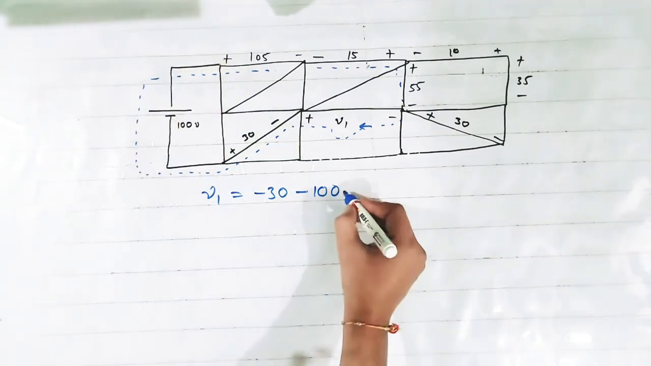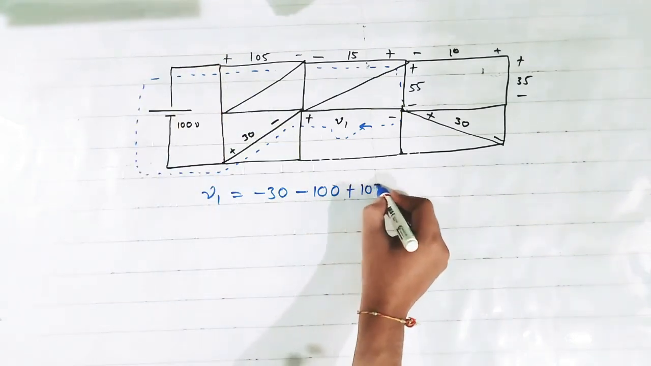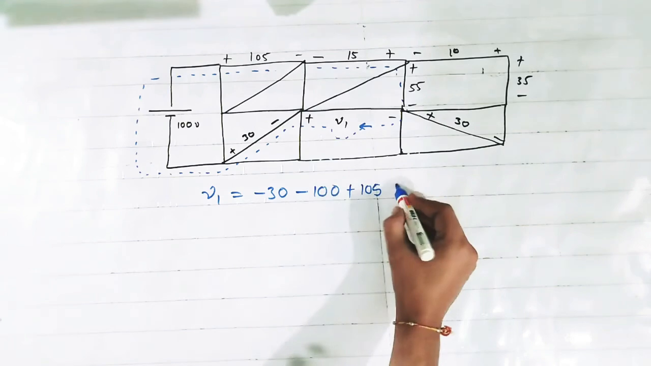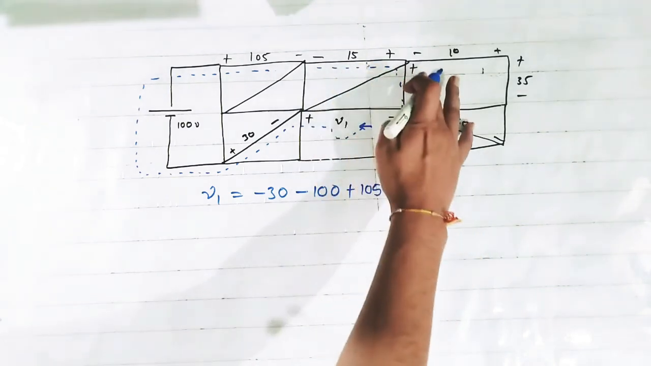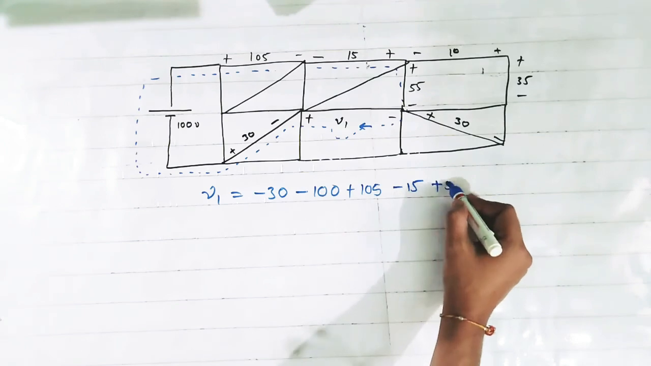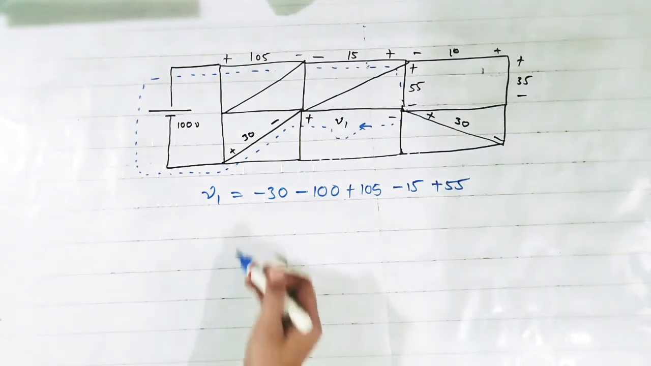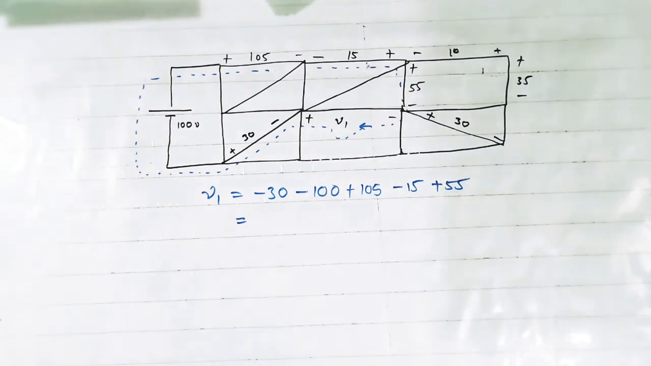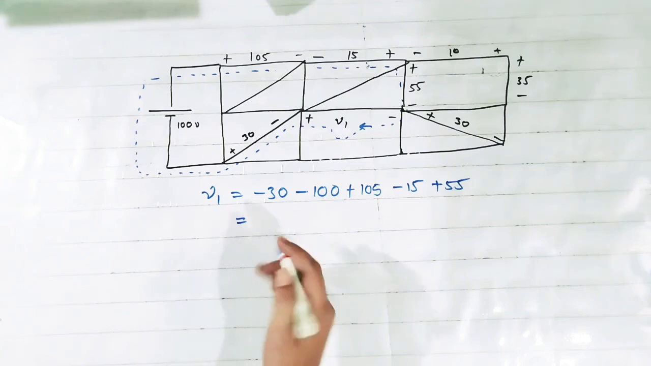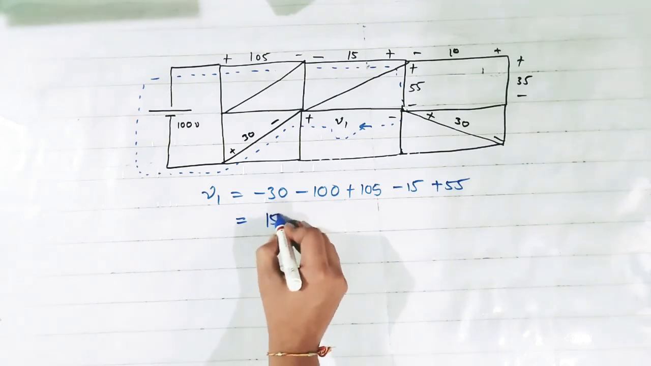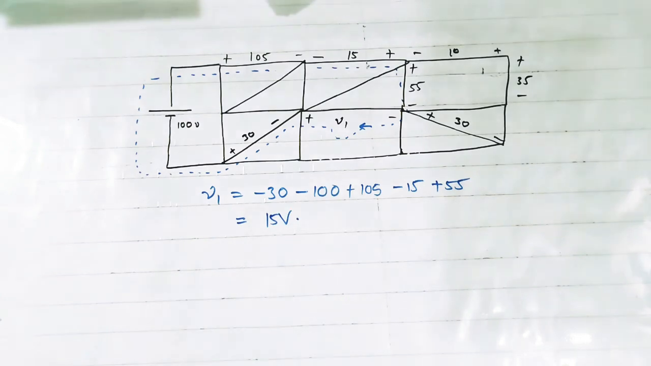This is plus 105 and this is minus 50 and this is plus 55. Okay, so finally on solving this we will get 15 volt. So V1 is equal to 15 volt is the answer of this question.